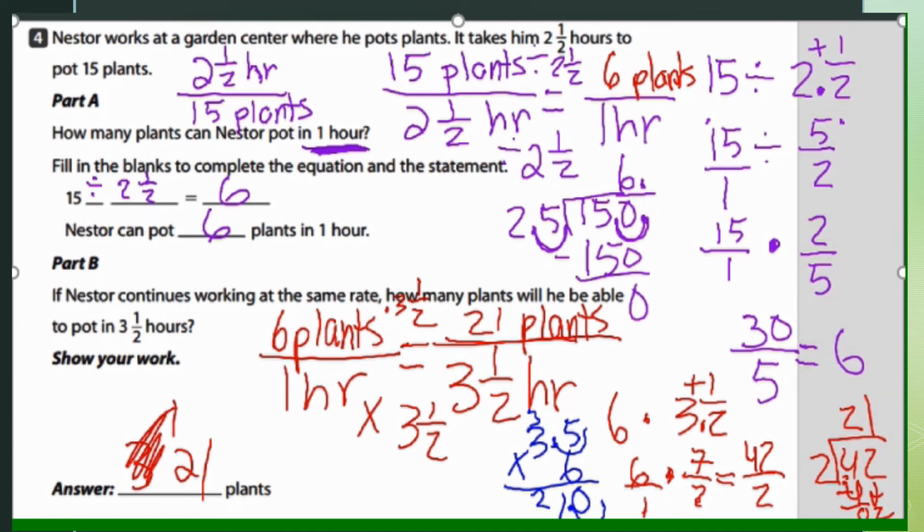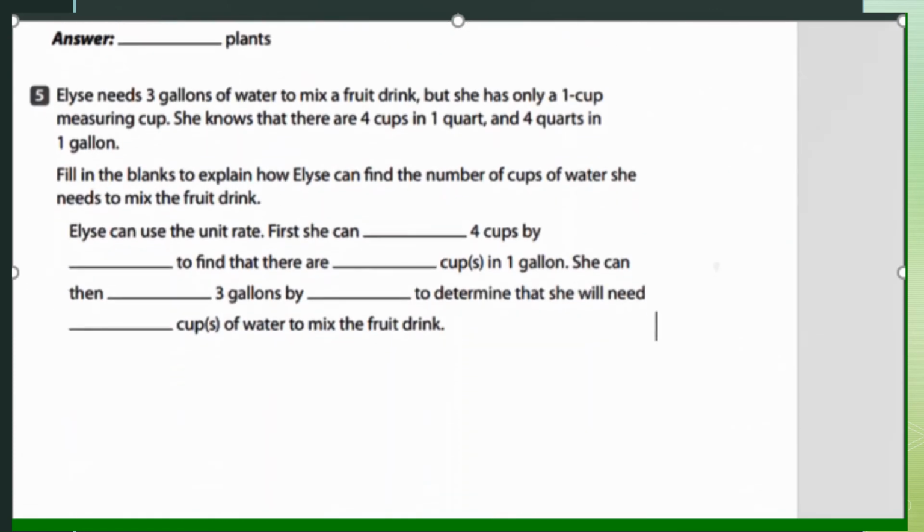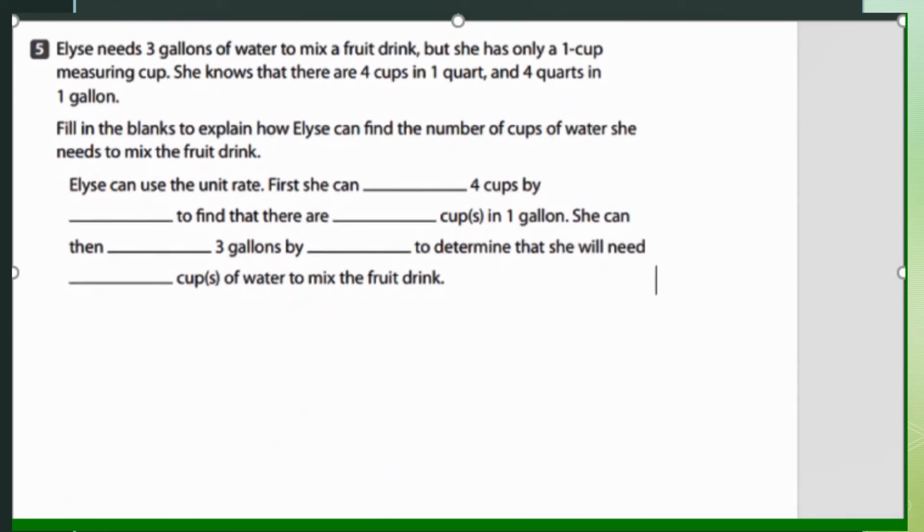You will see something like this on your quarterly exam. So make sure you review it and understand how to do it and why you're doing each step the way you're doing it. All right, so the next one, Elise needs three gallons of water to mix a fruit drink, but she has only 1 cup measuring cup. She only has 1 cup measuring cup.